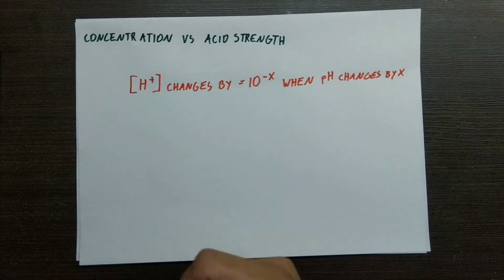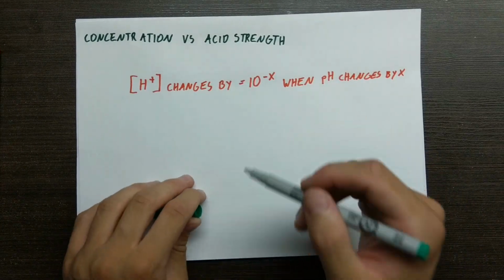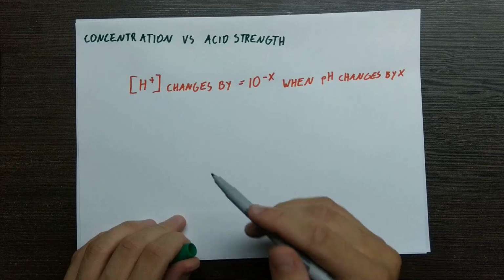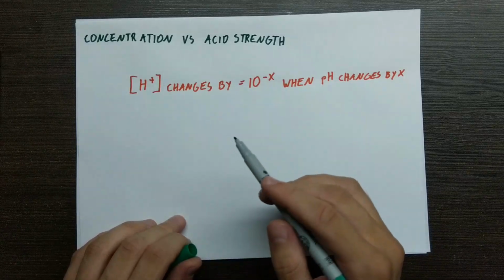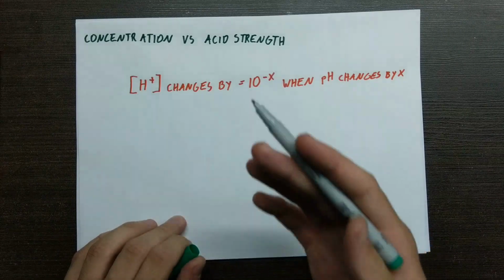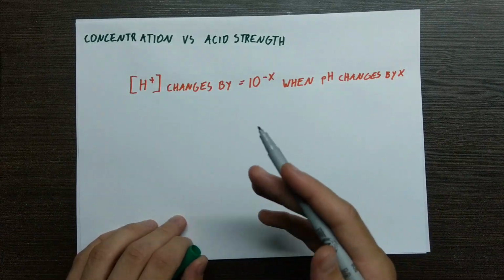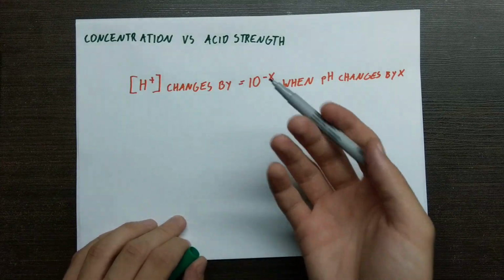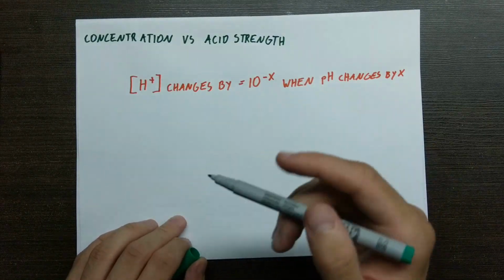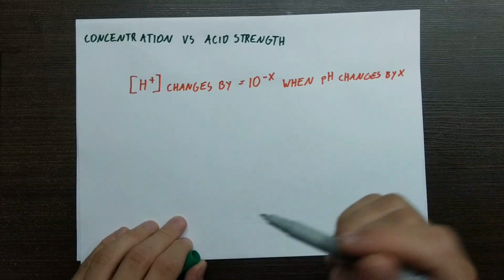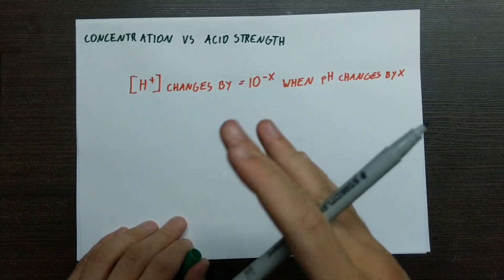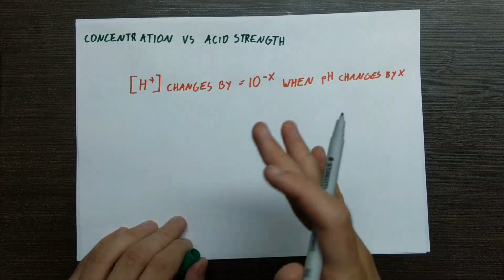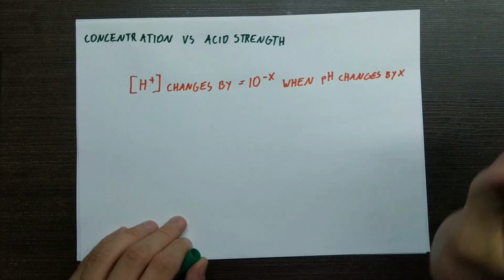Okay, so here we have concentration versus acid strength. So what happens in the pH? pH, as we already covered, is a measure of how many H plus ions we have in a given solution. If we have a lot of H plus ions, we have a very low pH. If we have very few H plus ions, then the pH of the solution will be, of course, higher.